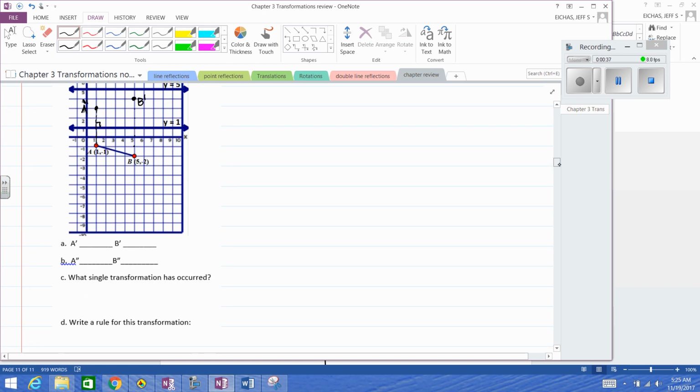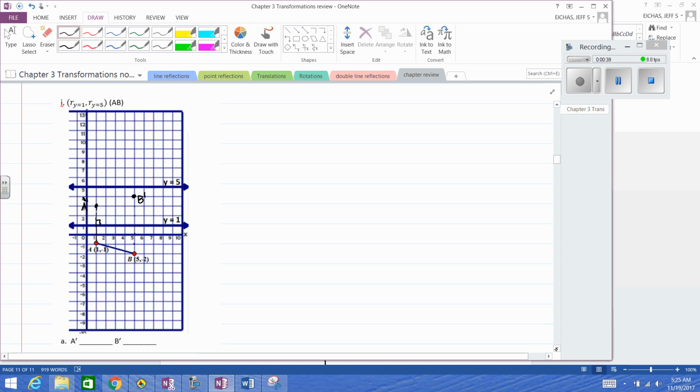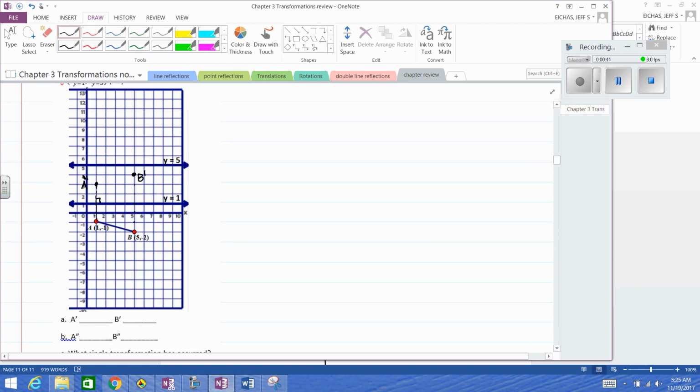Let's see, yeah, they put those underneath. So let me go down and get those. A prime looks to be 1, 3. B prime looks to be 5, 4.